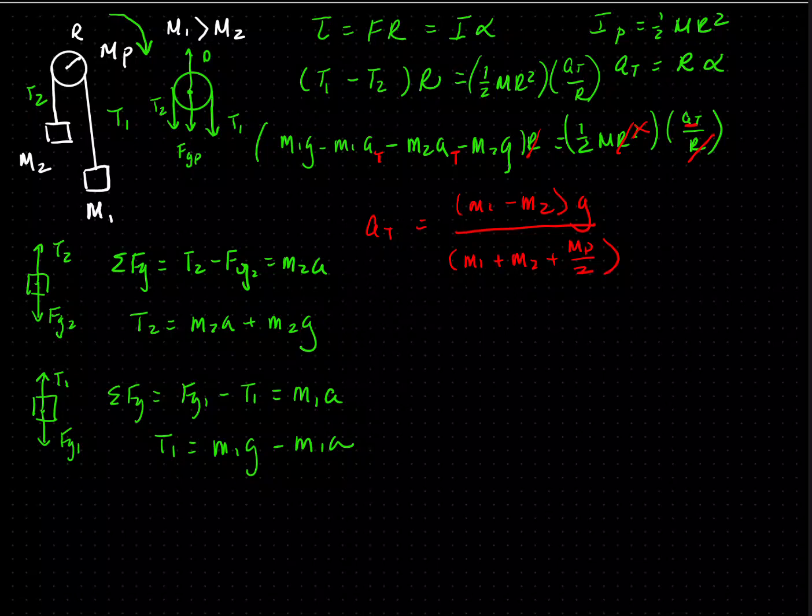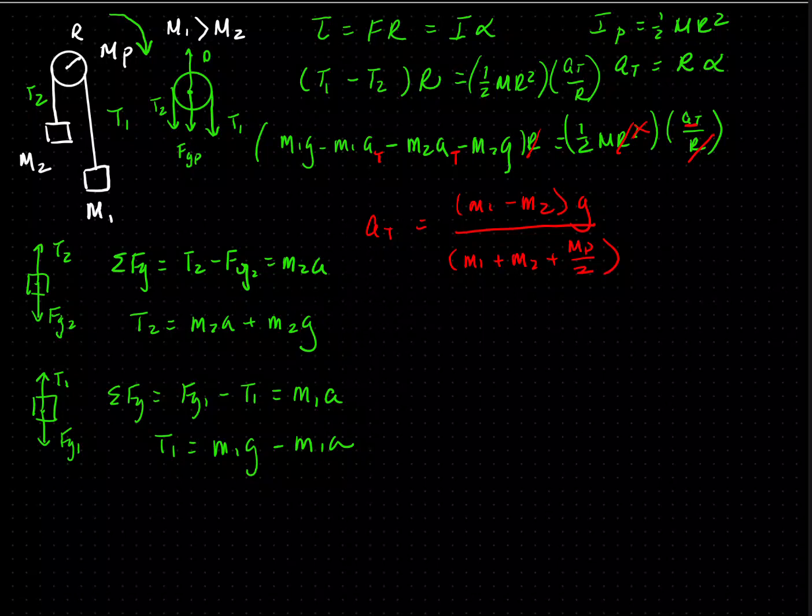It is the same for M1, M2, and the pulley because they're tied by the same rope. If you want to solve for velocity, time, or height, you can use the linear kinematics equations after solving for the tangential acceleration.